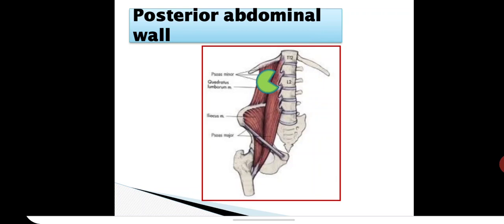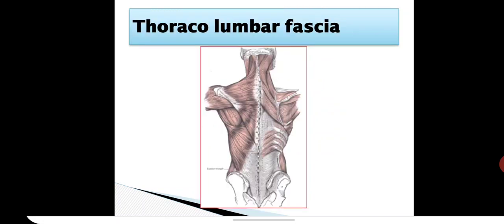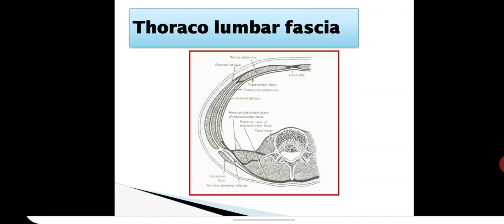This quadratus lumborum is enclosed between the anterior and middle layers of the thoracolumbar fascia. This thoracolumbar fascia you can observe near the spines of the vertebra, covering the erector spinae muscles. So this thoracolumbar fascia consists of three layers. Between the anterior and middle layers it encloses the quadratus lumborum, and between the middle and the posterior layers it encloses the erector spinae muscles. So by this topic we have also covered two small topics, the psoas fascia and thoracolumbar fascia.